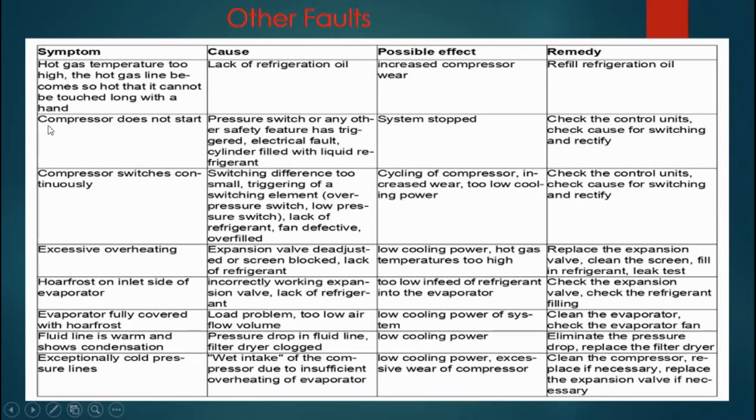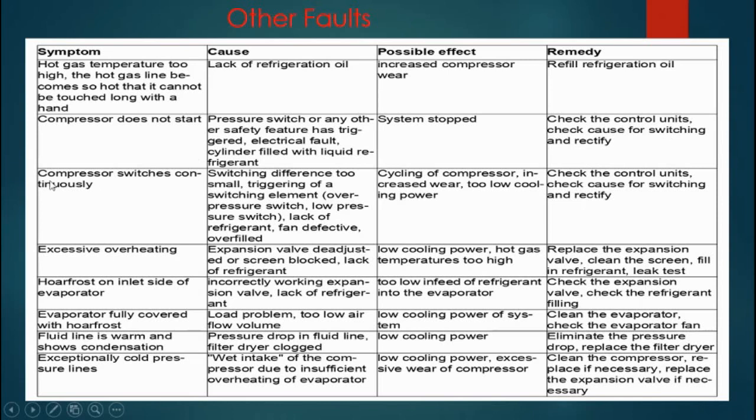And the second symptom is that the compressor does not start. The pressure switch or any other safety feature has triggered. Electrical fault, cylinder filled with liquid refrigerant. So its possible effect is the system stopped. Remedy is to check the control unit, check the causes for switching, and rectify. Control units mean the power switch and thermostat.